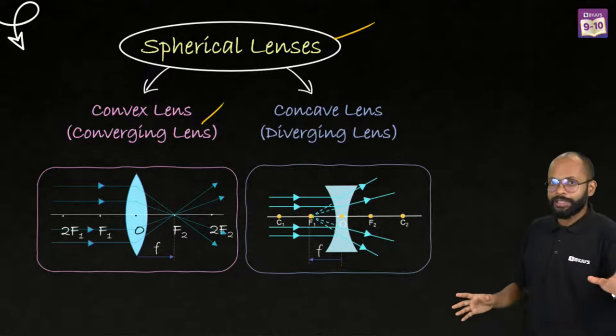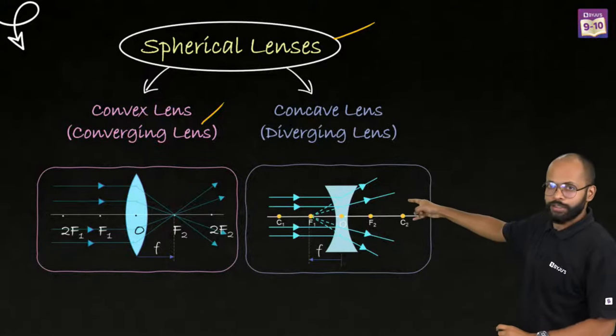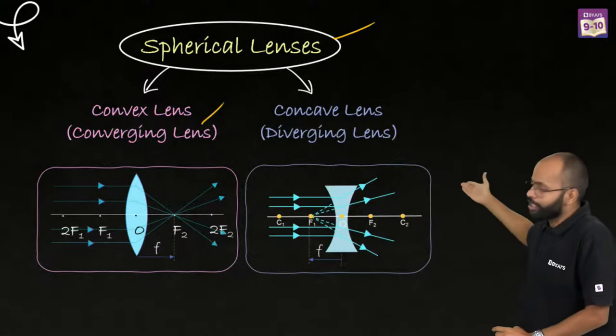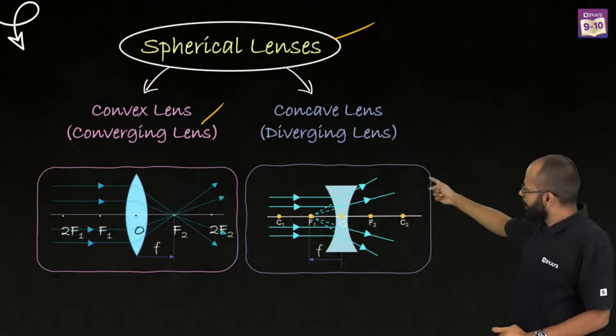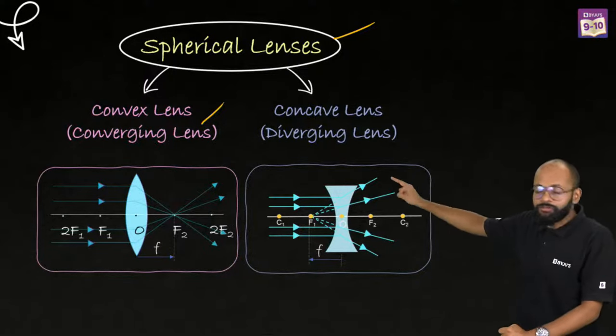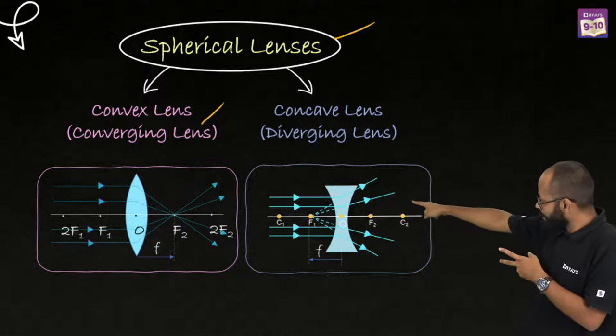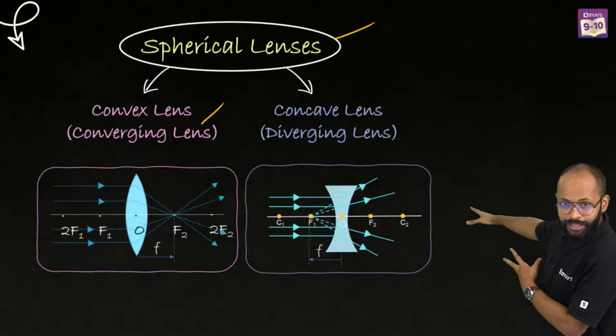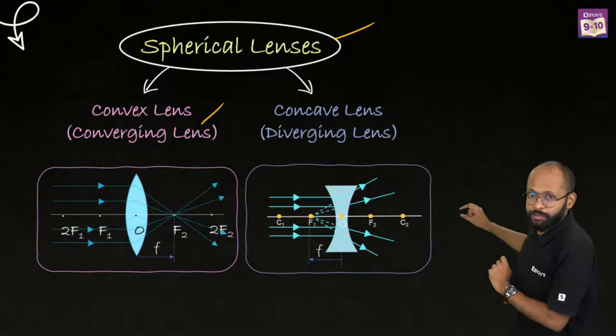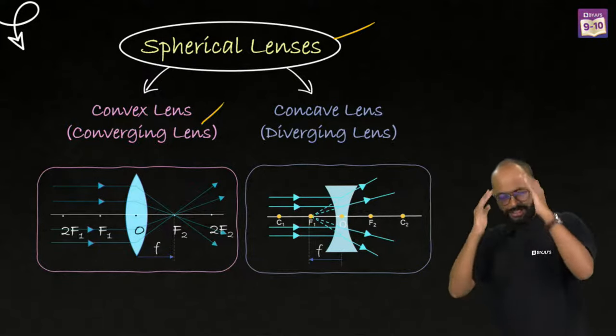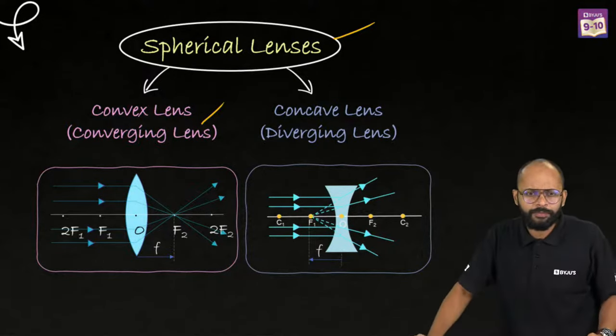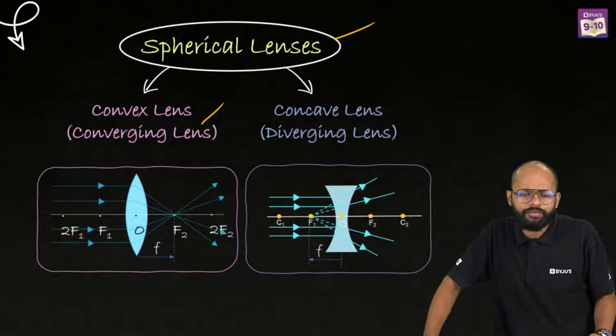This diagram will tell you whether the focus or the focal length for which kind of lens will be of which sign. Convex ke liye focal length will be positive. Why? Because it is converging to the right. For concave, the focal length will be minus. Why? Because it is to the left. Bas, itna yaad rakho aur kya hai, right? Abhi graph, which graph?